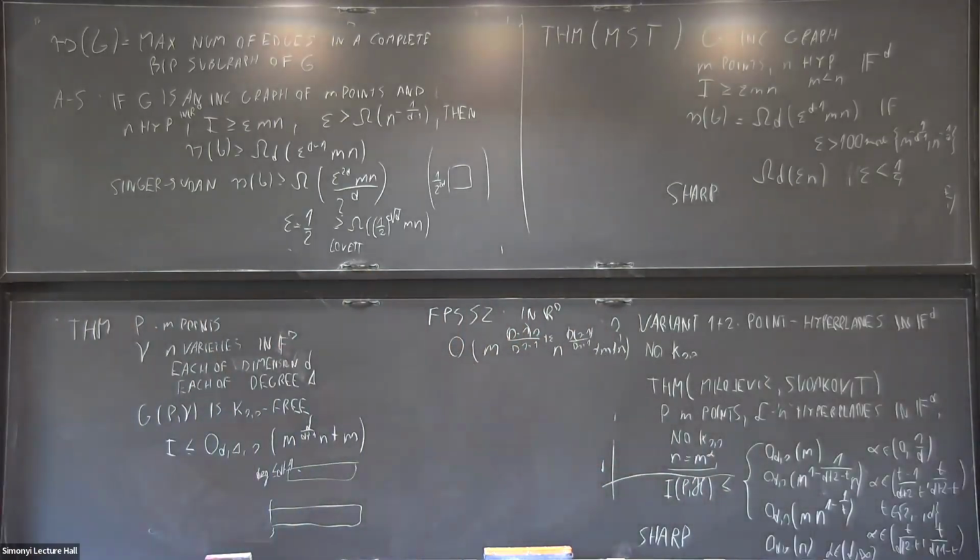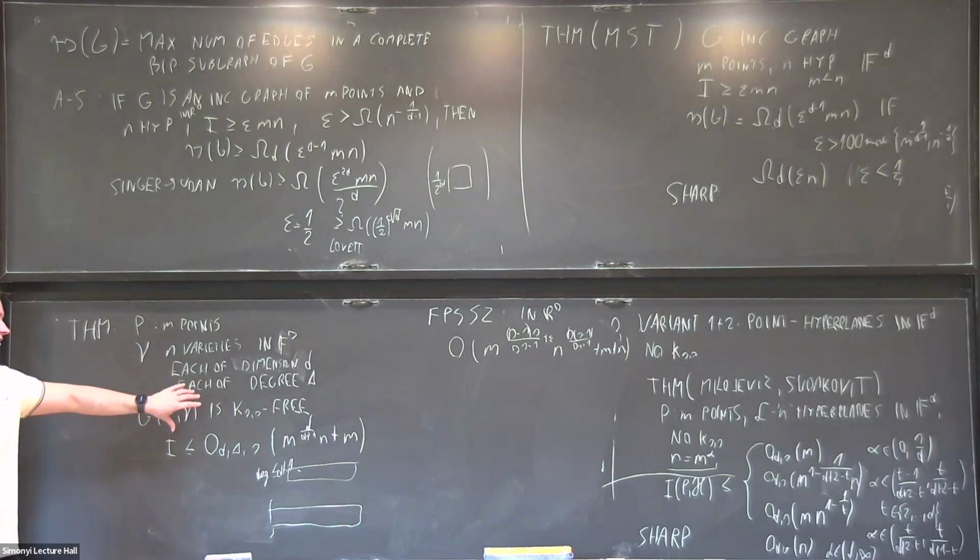Question? Do you have similar matching lower bounds using varieties for this? Yes, exactly. Here you can actually just take random polynomials and their zero sets work. Ah, you've done it explicitly, okay. Yeah.